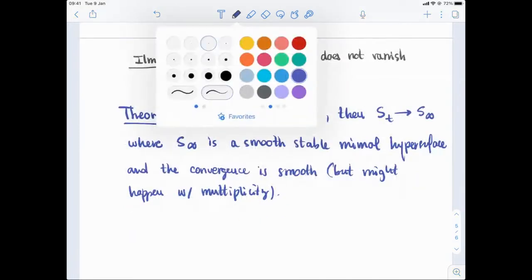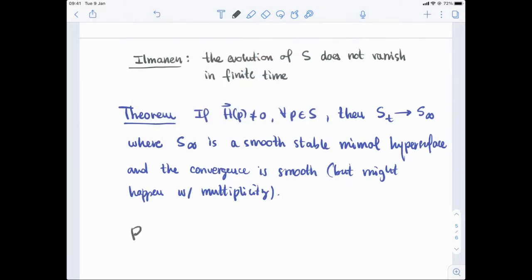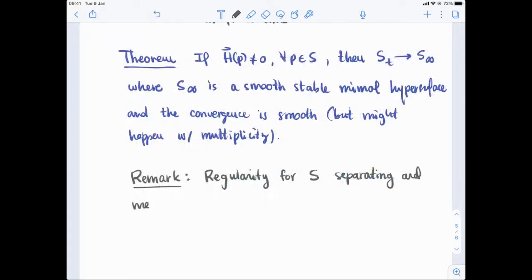So the remark, before I explain what this means, let me just remark what was known before and stress the fact that our contributions are not on the regularity of these phenomena. So this was actually proved by Brian White, regularity for separating and mean convex flows, was proven by Brian White. And the regularity theory that we use is his theory.